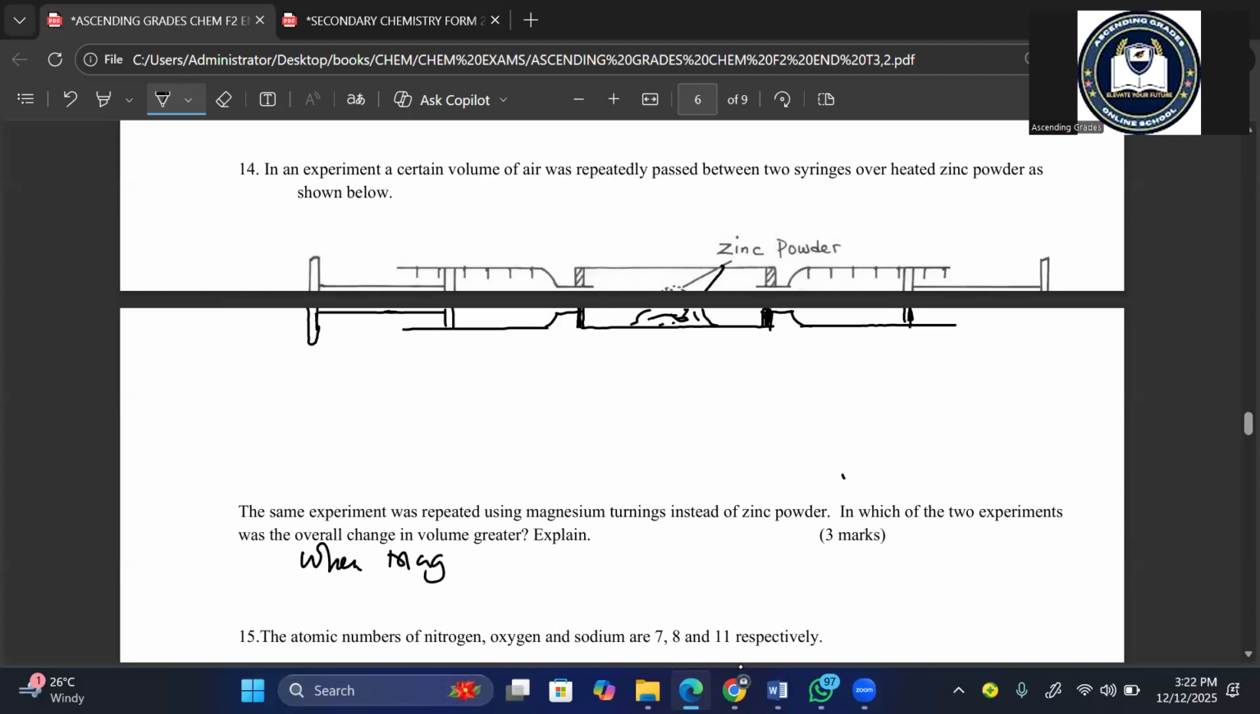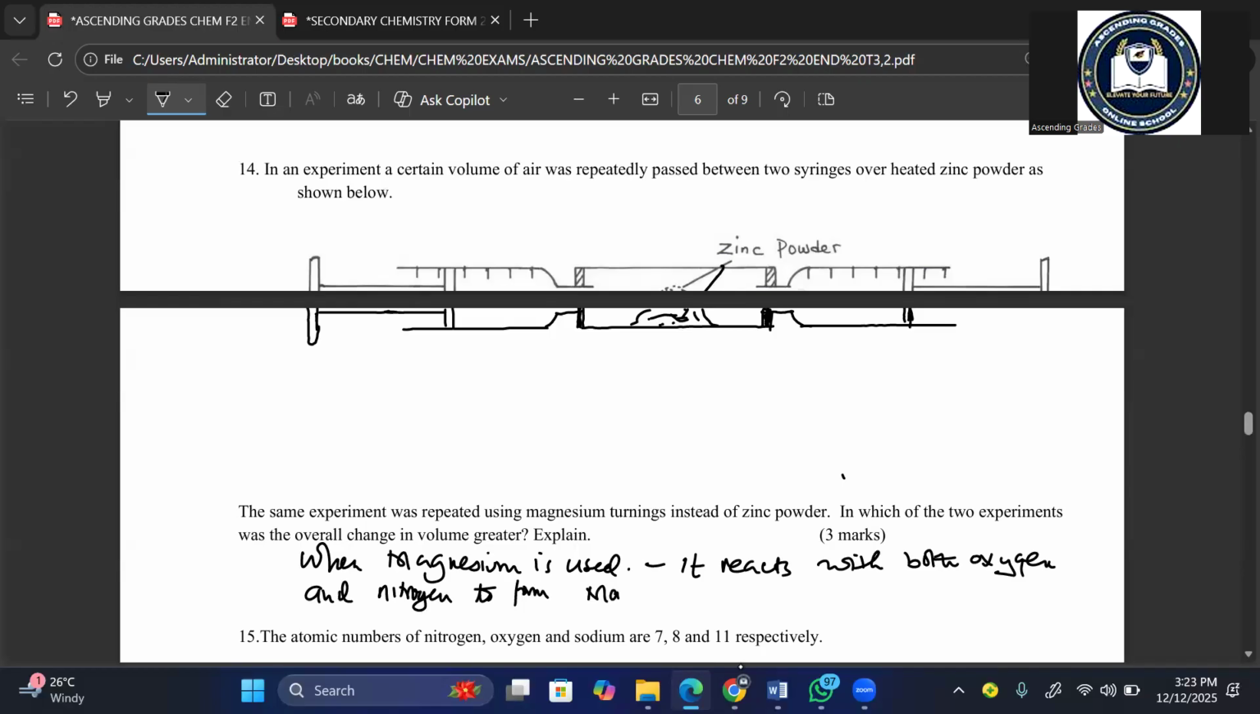So when magnesium is used, it reacts with both oxygen and nitrogen to form magnesium oxide and magnesium nitride respectively. We have a long way to go.